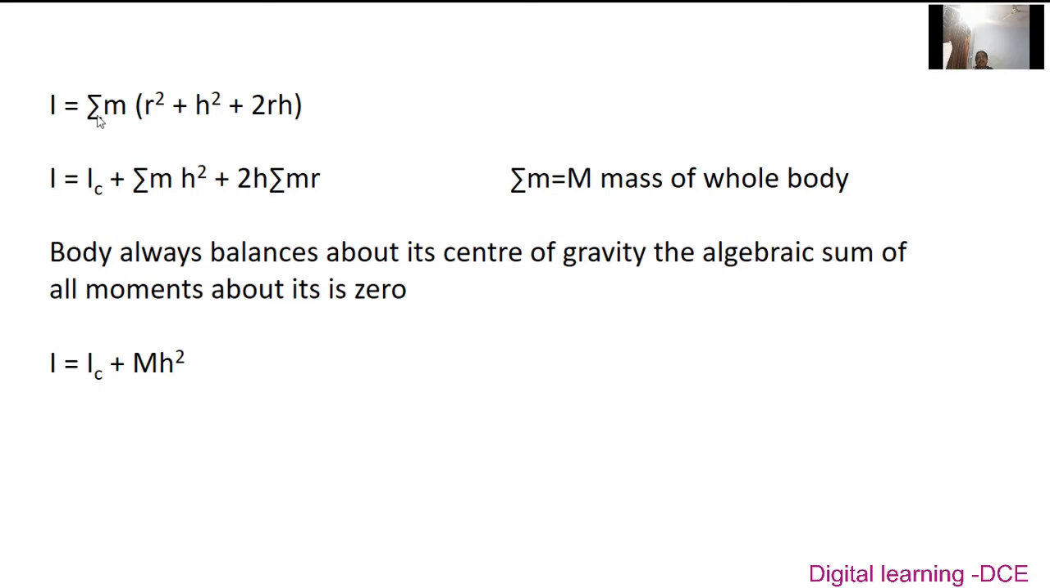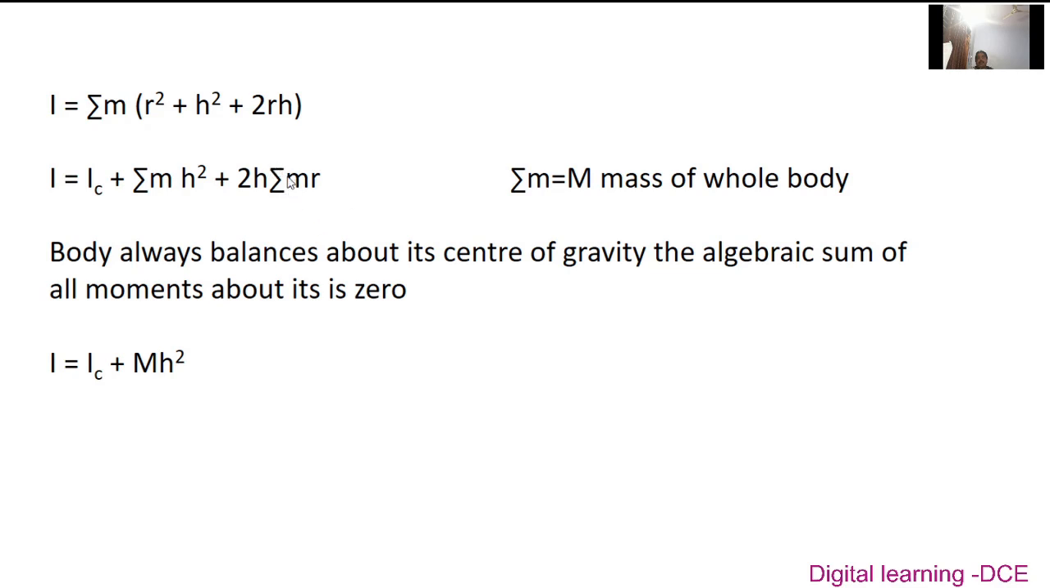So then I is equal to Σm r² plus Σm h² plus Σm·2rh. Here the Σm r² is nothing but the moment of inertia of the body about its center of mass. So that's why it is taken as IC. Here the Σm, that is the sum of the masses of the particles, is equal to capital M, that is nothing but the mass of the whole body.